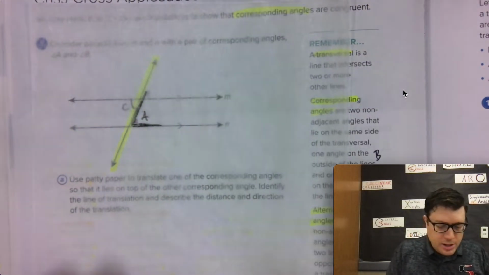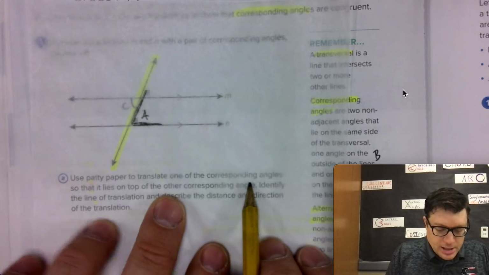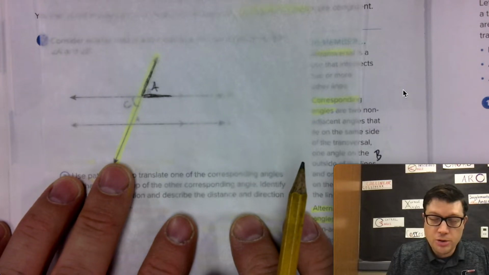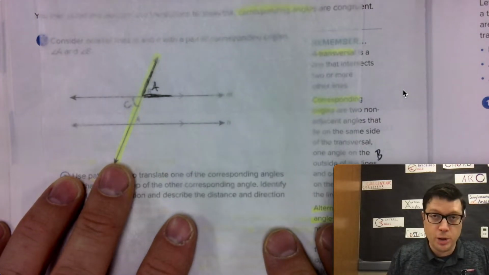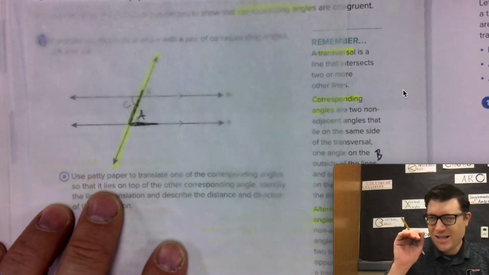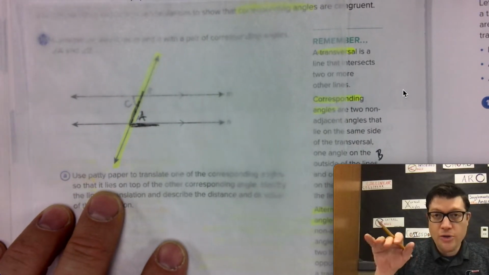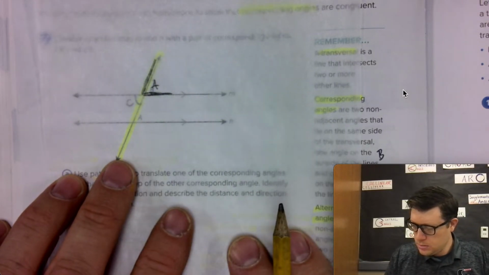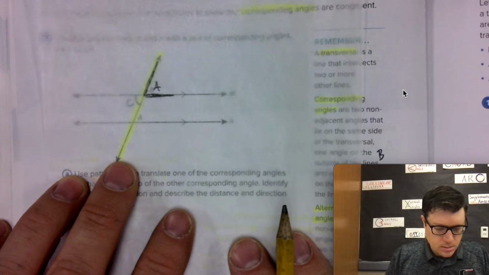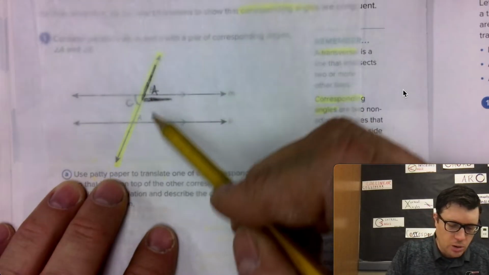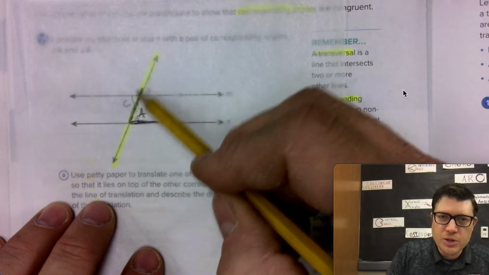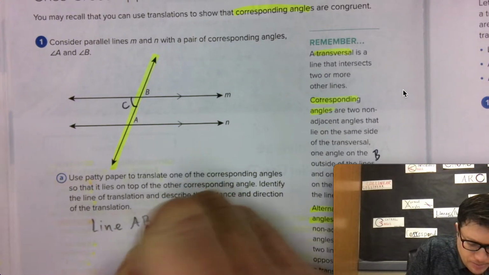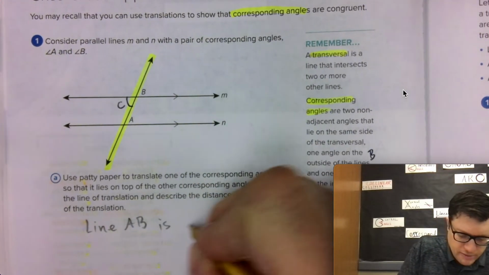And then to do the directions of this one, we're going to translate so that it lies on top of the other, which means I don't turn the paper at all. That would be a rotation. I don't flip the paper at all. That would be a reflection. I'm just going to slide the paper from where the angle A is up to angle B. I'm actually sliding this angle along the transversal. That means then that line AB is the line of translation.